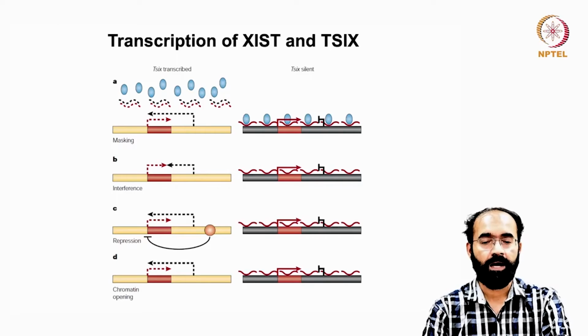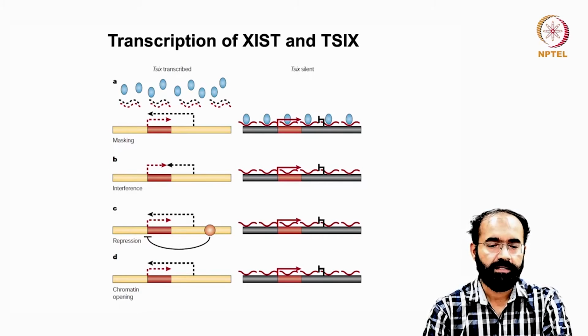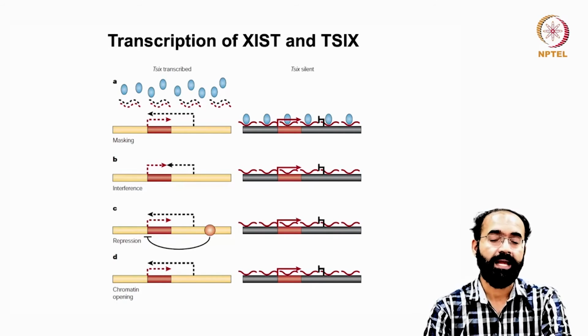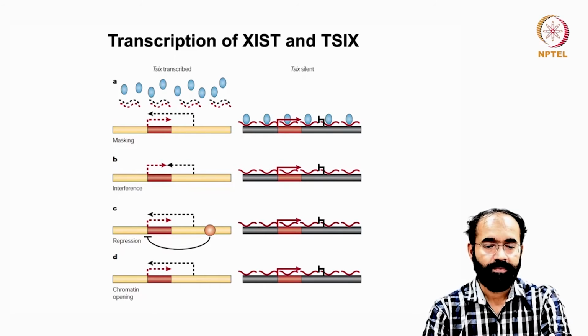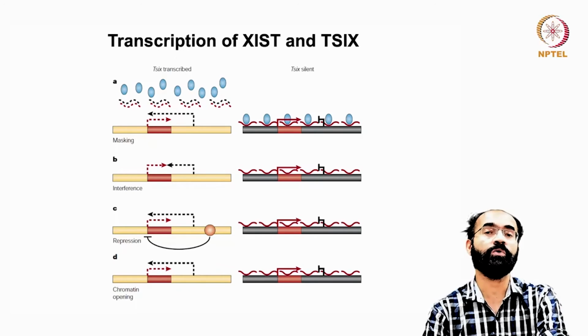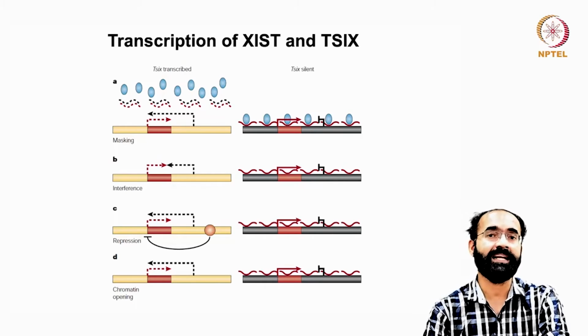So let us see how the transcription of Xist and Tsix takes place in a cartoon fashion. So here you can see Tsix is transcribed, and you know the outcome. When Tsix is transcribed, it can create the masking effect onto Xist, and then if Tsix is expressed, it can create an interference. Remember, when the transcription has to happen, the transcriptional machinery is assembling onto one chromosome, so it can create steric hindrance.